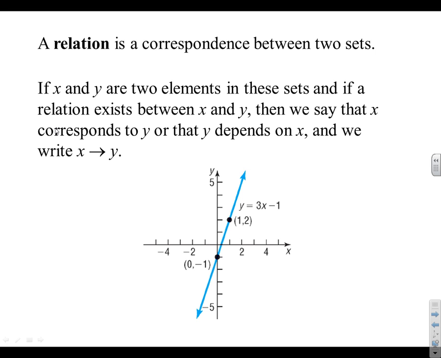A relation is a correspondence between two sets. Typically we're going to be doing this between x and y. Those will be our two sets, and the relation is the correspondence, the relationship between them. If x and y are two elements in these sets, and if a relationship exists between x and y, then we say x corresponds to y, or that y depends on x. That's important. Y is your dependent variable, x is your independent variable. You write the arrow going towards y, you input x, and you output y.